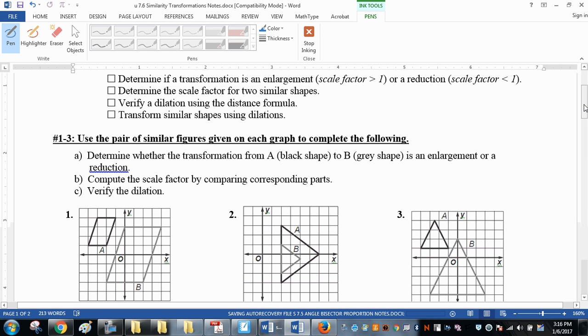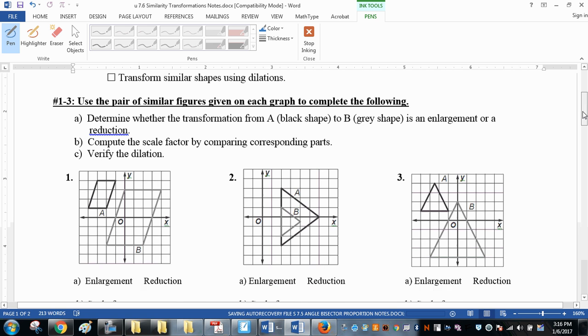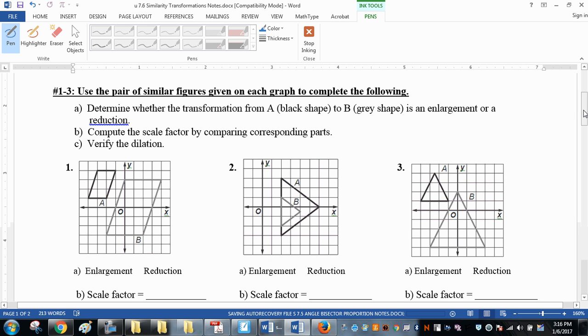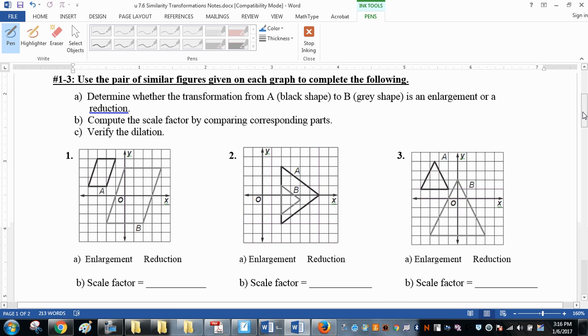Then we're going to do some dilations with a given scale factor. In this first part, we're going to start with determining whether the transformation is an enlargement or reduction. This is the easy part. Look at number one. It starts with A. A is smaller than B, right? The black parallelogram is smaller than B, the gray one. That means it's an enlargement because it's getting bigger.